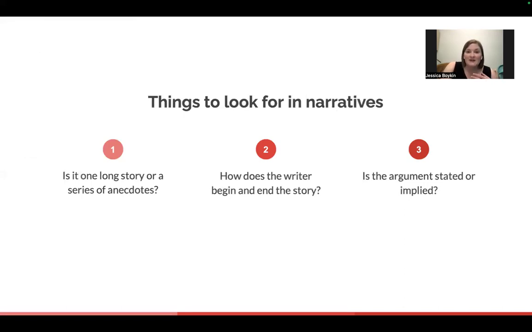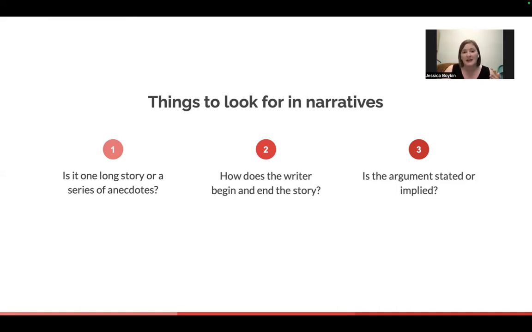Finally, when we're looking at narratives, some questions to be asking, and again, to think like a writer, is this one long story, or is it a series of shorter stories or anecdotes that are all leading up to one big theme? We're going to look at different types of stories. Some of them are going to be more of the former, some the latter, but you don't have to write one long story for your narrative argument. You could write a series of little stories that all are connected by the same theme, like we saw with Adichie's TED Talk.